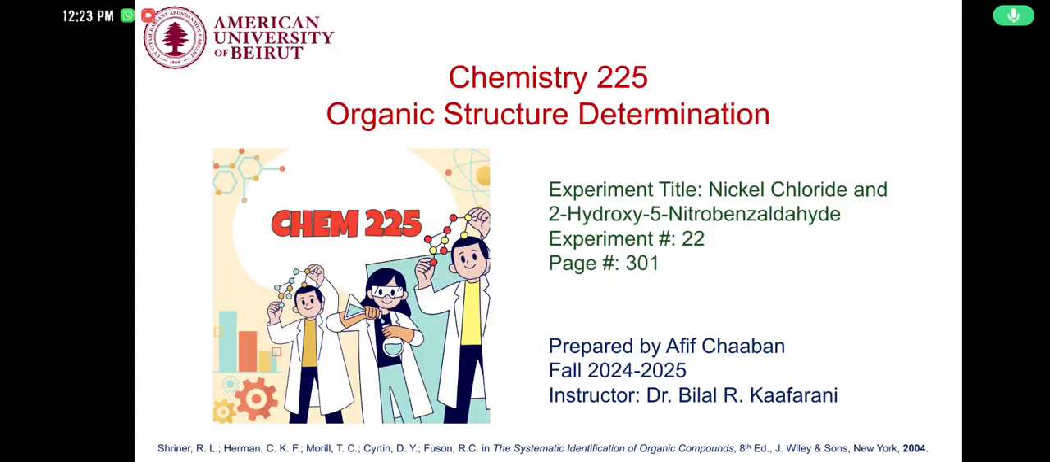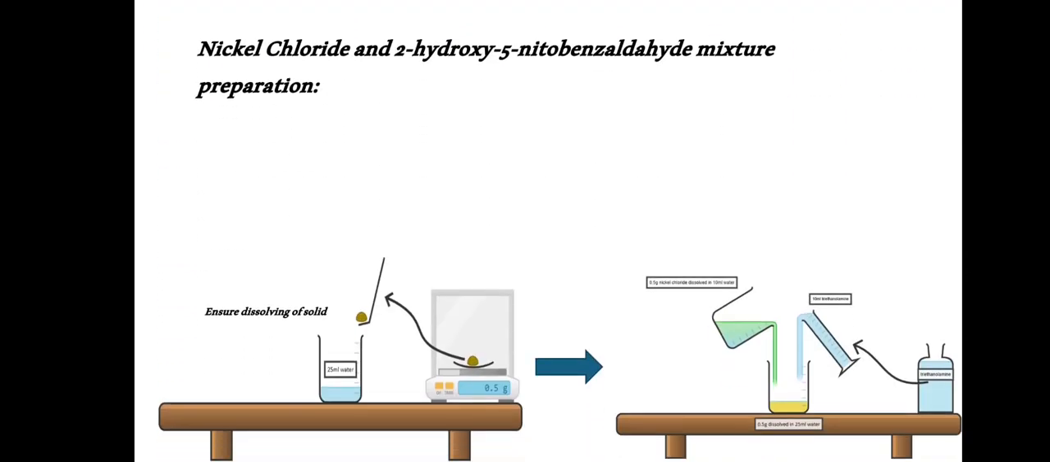Hello, today I will be presenting experiment 22, page 301 from Schreiner, the nickel chloride and 2-hydroxy-5-nitrobenzaldehyde experiment. To start with, we need to prepare a nickel chloride and 2-hydroxy-5-nitrobenzaldehyde mixture or reagent.